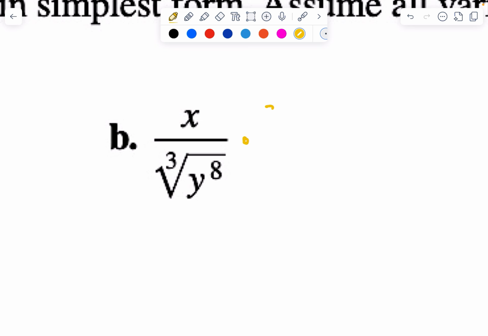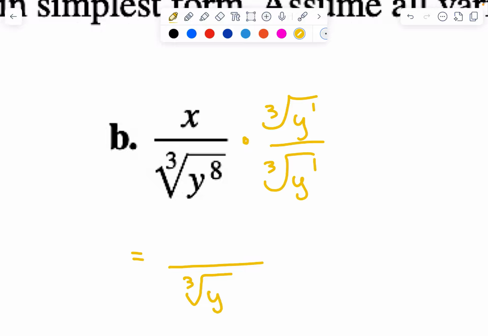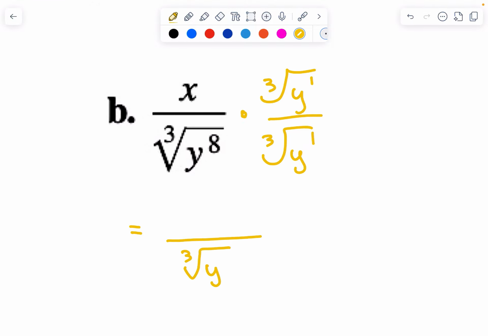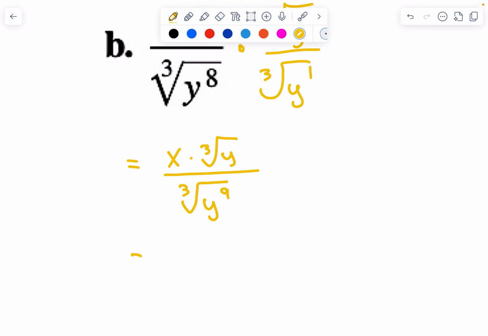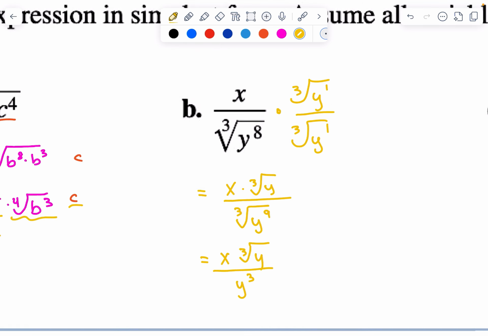But what I could do is I could multiply the top and bottom by y to the first, so that in the denominator, I get the cube root of y to the 9th power, and that is divisible by 3. And then in the numerator, I have x times the cube root of just y, okay? So the answer, after it's simplified, would be x times the cube root of y all over y cubed. And then that's the fully simplified form.